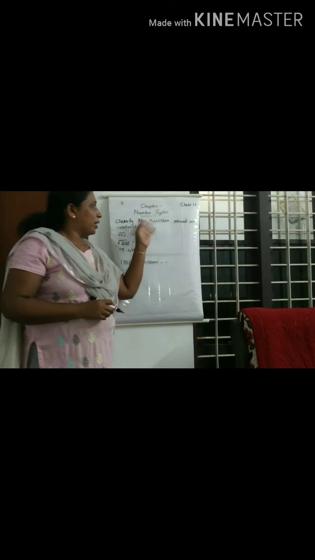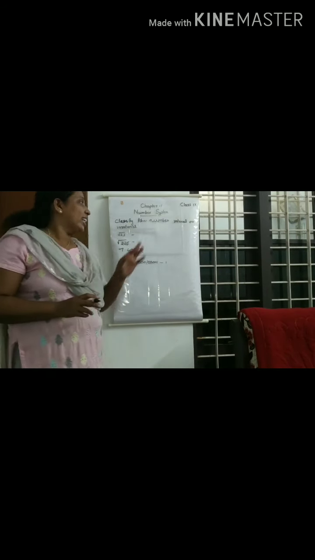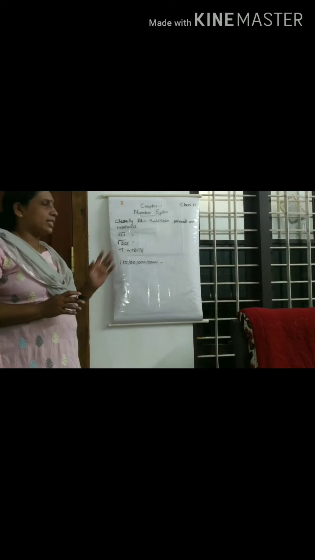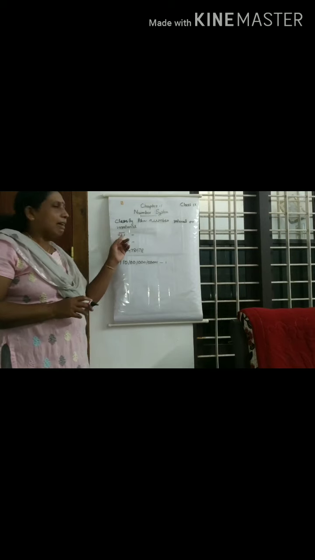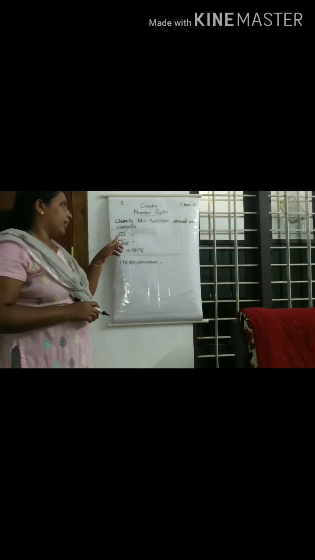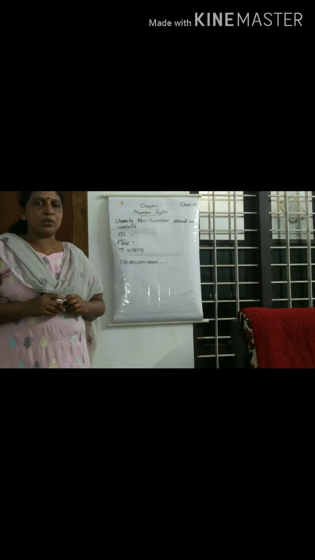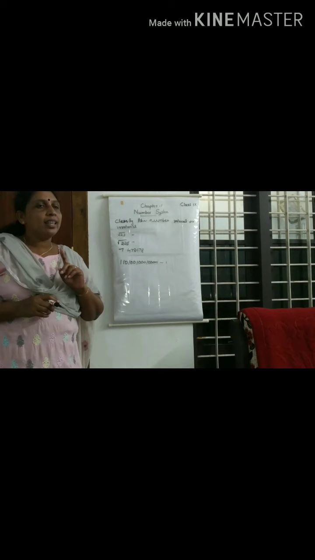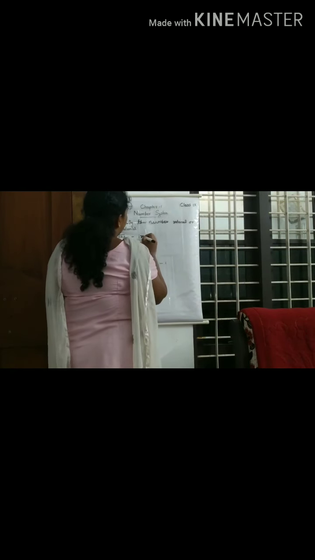Okay, we can do another question. Classify the numbers as rational or irrational. Some numbers are written here. The first one, root 23. So root 23 is a prime number, so root 23 is an irrational number.